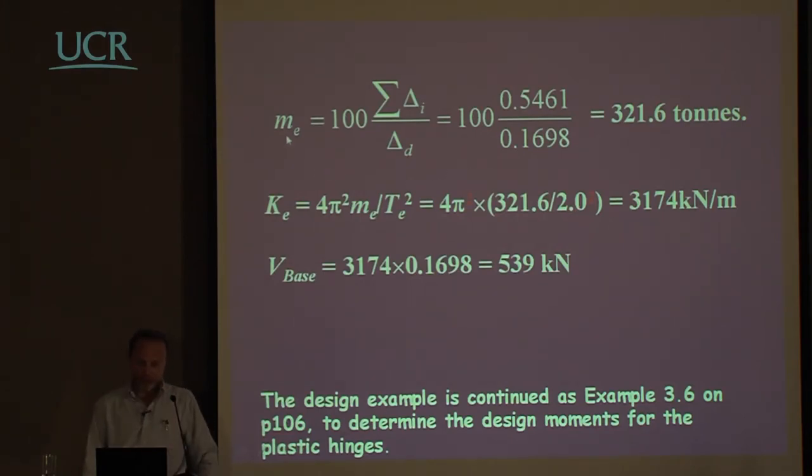You also calculate the equivalent mass with the total mass multiplied by the sum of the displacement divided by the design displacement. And having now stiffness and mass, you can calculate the base shear that you have to use to design the structure as the stiffness multiplied by the design displacement, at 539 kilonewton. It is obvious that now you have to distribute this total shear between the walls, and this is straightforward considering all that we've done up to now. But then this example may continue. You will find it in the book on page 106, to determine the design moment for the plastic hinges.